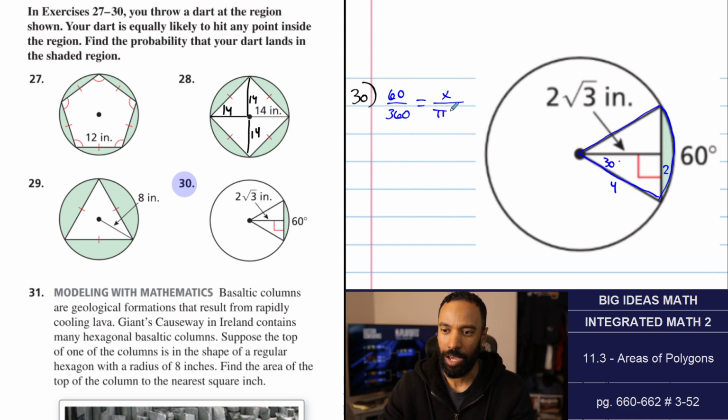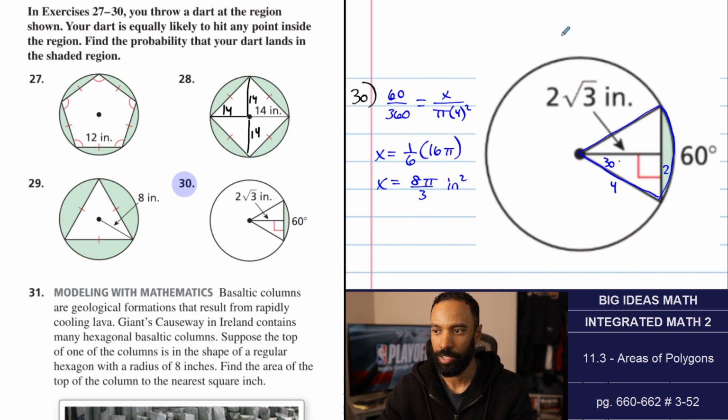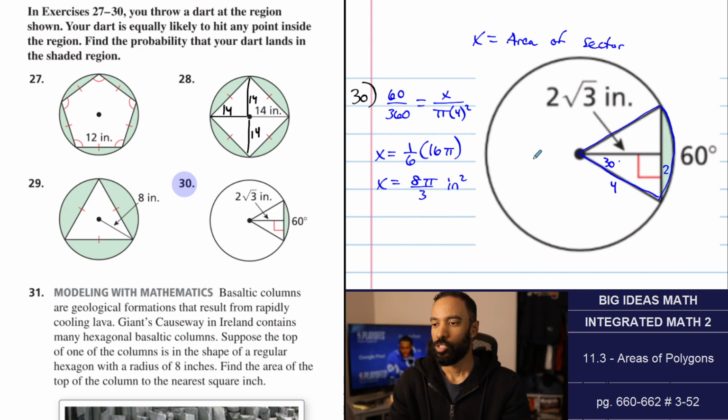So for the area, we'll get pi times 4 squared. So x is going to be 1/6 of 16 pi. I've kind of seen that before, which is 8 pi over 3 square inches. This is the area of the sector. X equals area of sector. So we have the area of the sector. Now I need the area of the triangle.